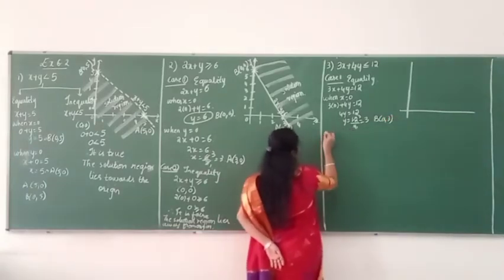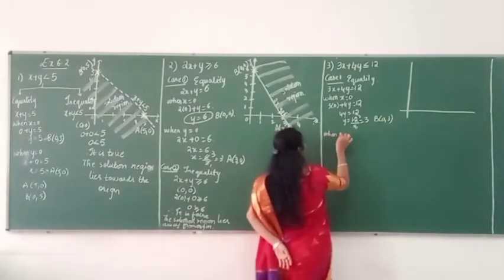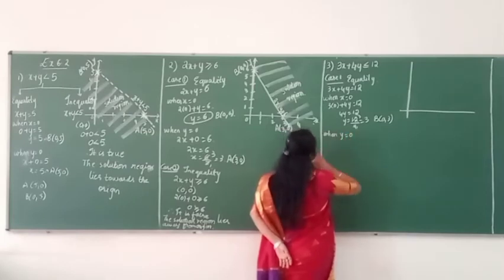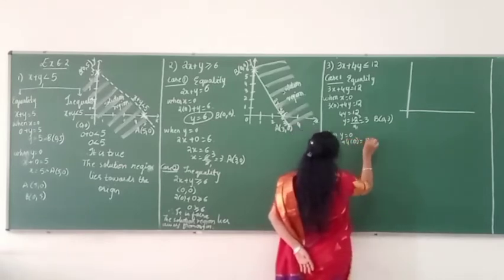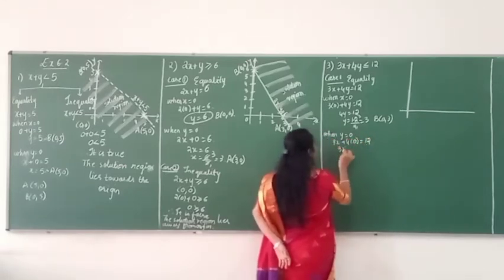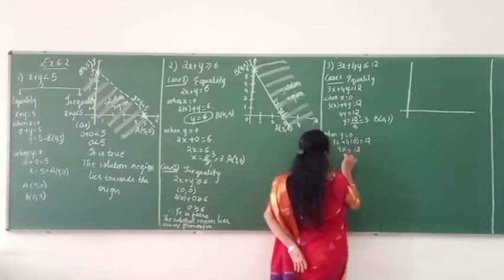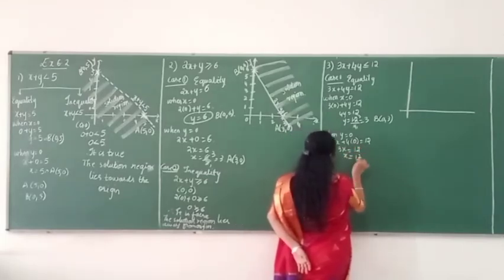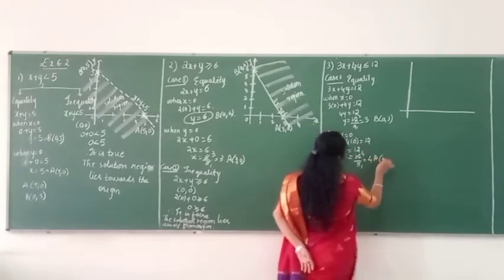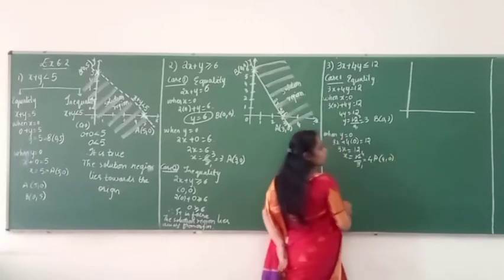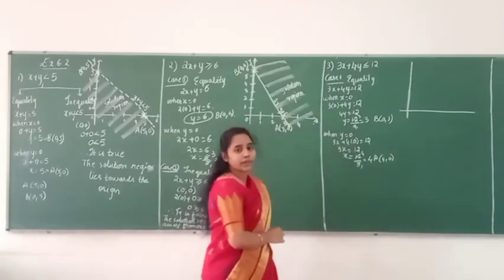And next one, when y is equal to 0, 3x plus 4 into 0 is equal to 12. So 3x is equal to 12. X is equal to what? 12 divided by 3. 3 fours are 12. So your A point is nothing but 4 comma 0. Are you understanding what I am solving on the board?